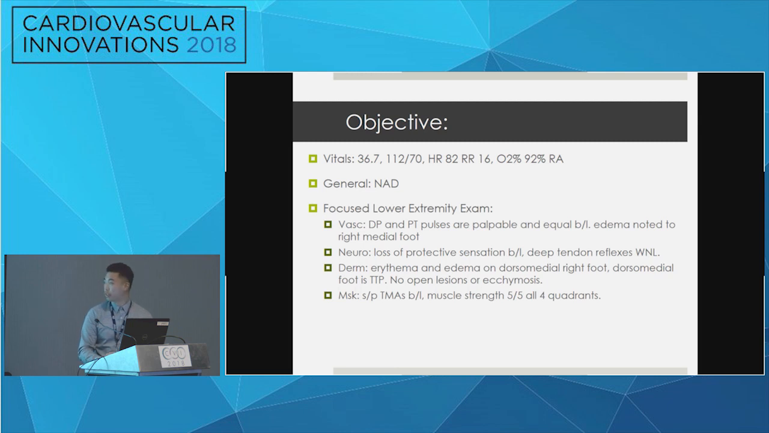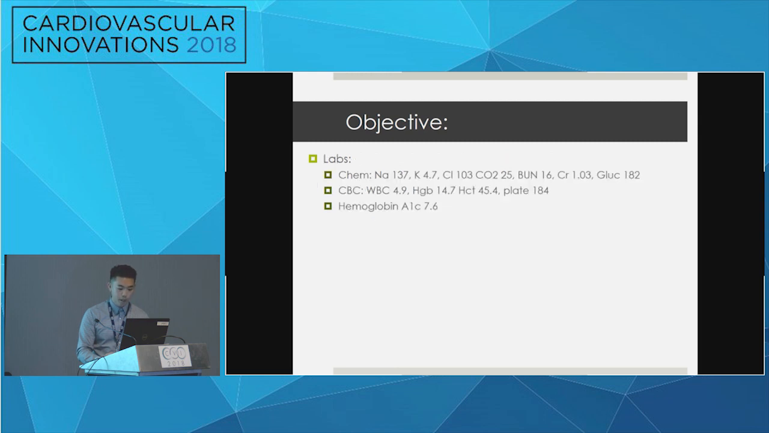He had no open wounds on his right foot, but he had some erythema and edema noted to the dorsal medial aspect of the right foot, and he is status post TMA bilaterally. His labs were pretty unimpressive. His chem panels here, he didn't have a white count, but he was also immunosuppressed. And he recently got an A1C at the time. The A1C was 7.6, so he's a pretty well-controlled diabetic.